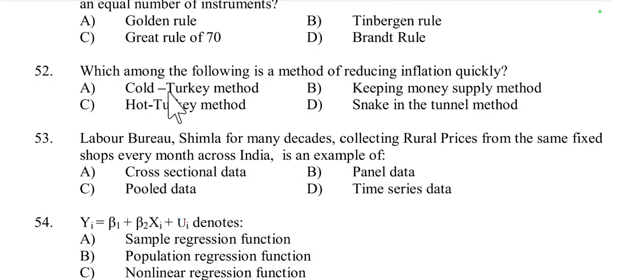Then question number 52, which of the following is a method of reducing inflation quickly? The options are cold turkey model, keeping money supply method, hot turkey model, snake in the tunnel model. So it is called the cold turkey model. The snake in the tunnel and hot turkey are not related to inflation control. By keeping the money supply method we also reduce money supply, but the quickest method is the cold turkey method.